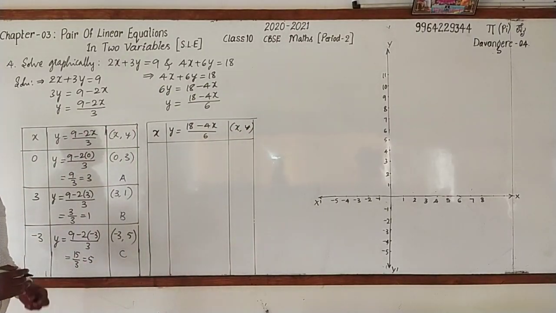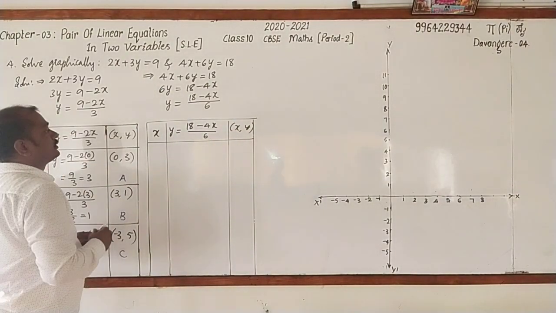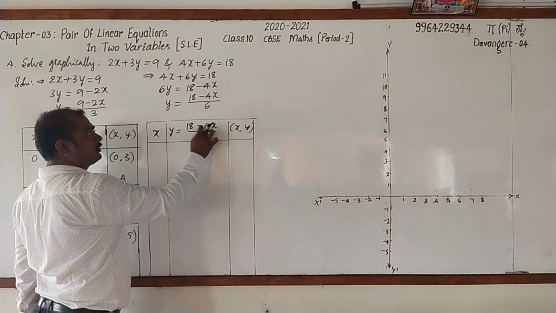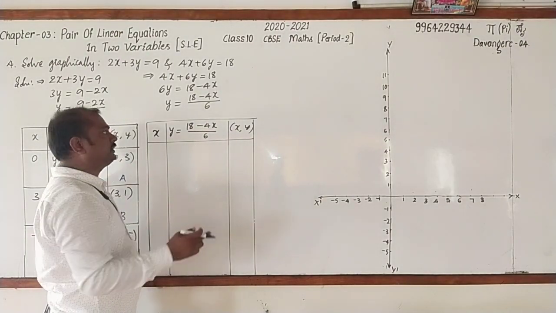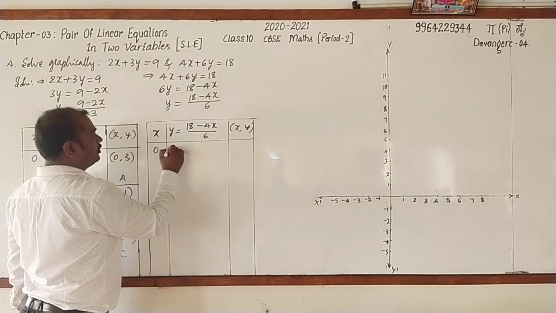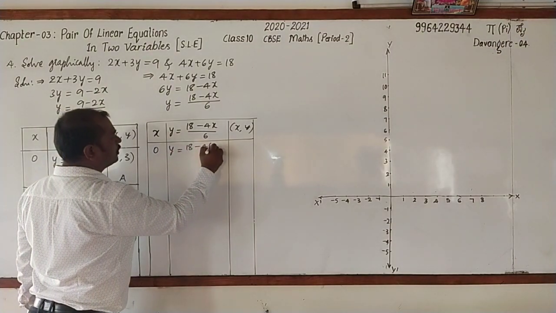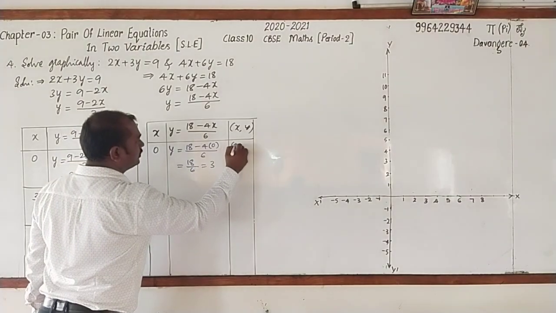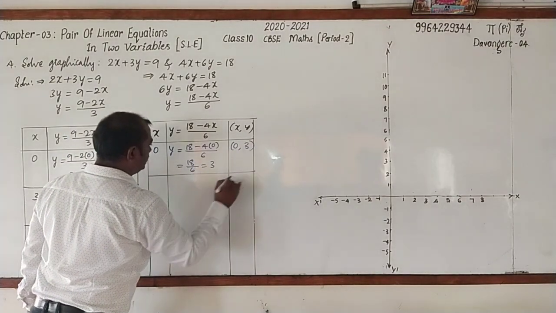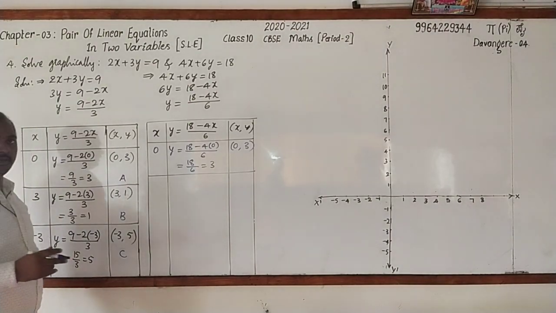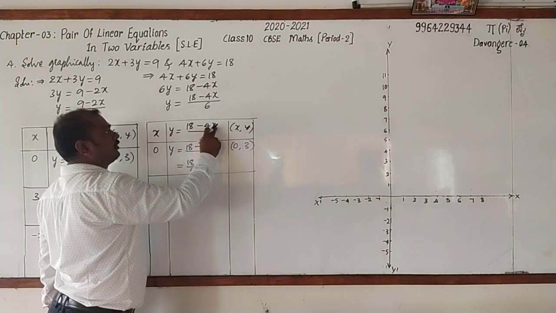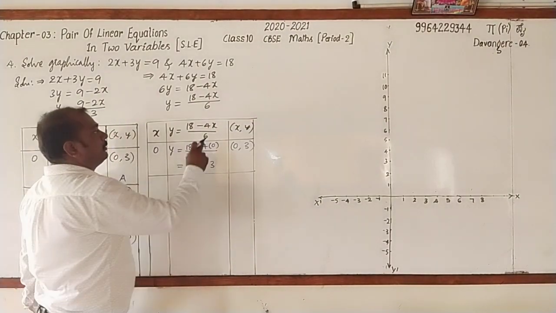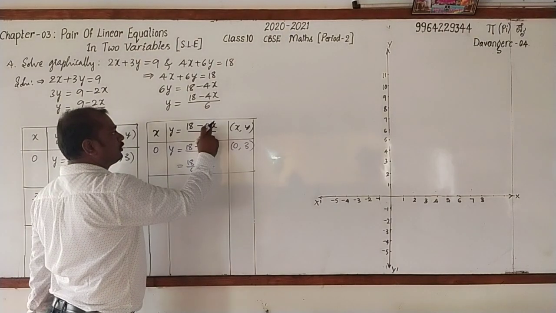Next, substitute some values for x. Can we take 0? Certainly. 4 zeros are 0. 18 minus 0 is 18. 18 by 6 is 3. When x is 0, y is equal to 18 minus 4 into 0 by 6. It is 18 by 6, which is equal to 3. 0 comma 3. Next, can we take 1? Observe. 4 ones are 4. 18 minus 4, 14. 14 by 6 won't come. Minus 1 won't come.